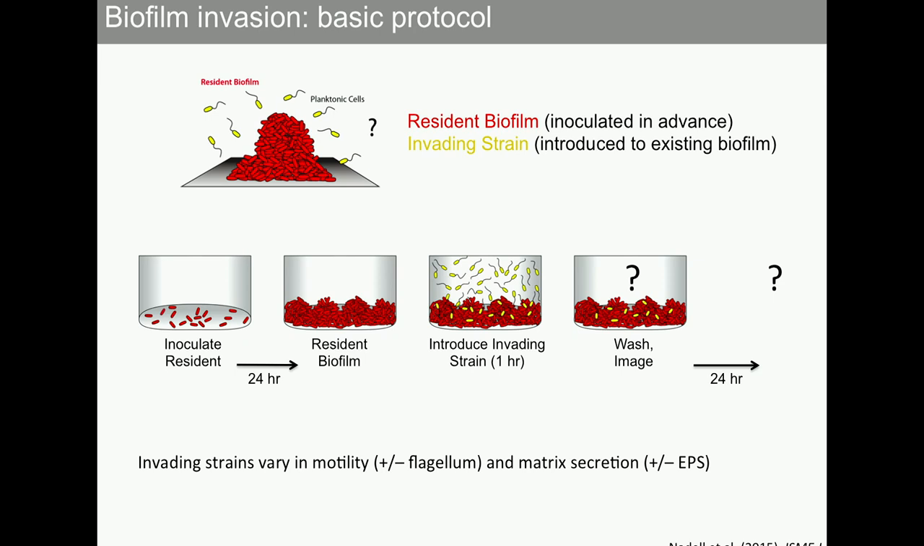So we study this process for different planktonic strains that vary in motility and matrix production, just for completeness. But I'm only going to show you the ones that are both motile and able to produce matrix, able to produce biofilm. That's the most realistic case, and it's the most interesting. So I'm going to focus on that one. But the other cases are the same.